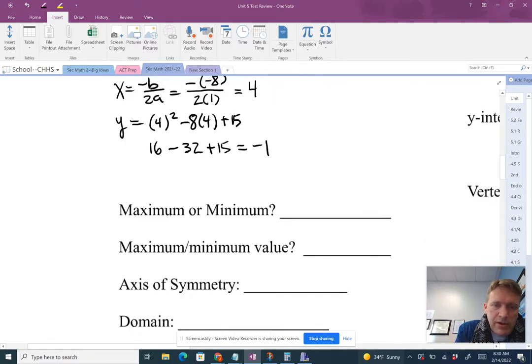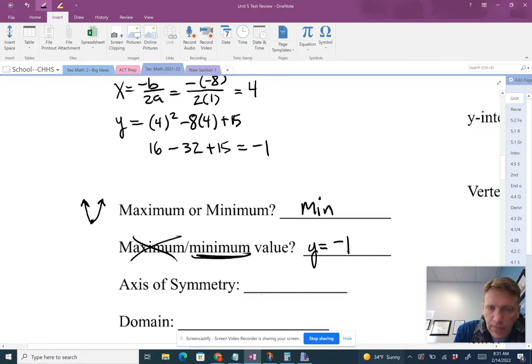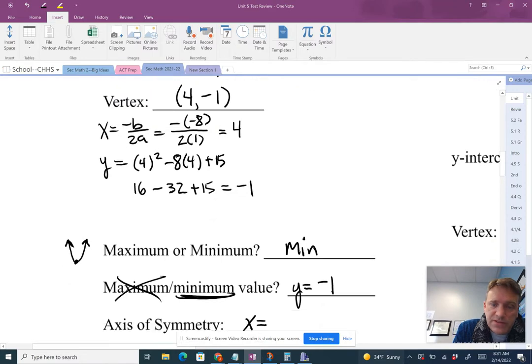Is this a maximum or a minimum? It's sometimes useful just to draw a quick little sketch. If it opens up, that means it's going to have a lowest point, but it will not have any highest point, because the arrows on the end of this parabola mean it continues to go up. So there's not going to be a largest point, but there is a smallest point, and so we would say it has a minimum. The minimum value is y equals negative 1. The axis of symmetry is x equal to the x-coordinate of the vertex, which is x equals 4.